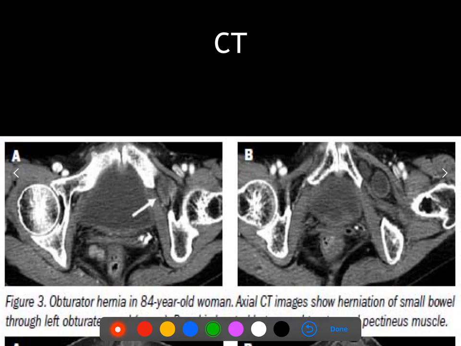This is the CT scan, and you can see here the obturator hernia in an 84-year-old woman. It shows herniation of the small bowel. This is the small bowel, this is small bowel, through the left obturator canal. The bowel is located between the obturator externus and the pectineus muscle.